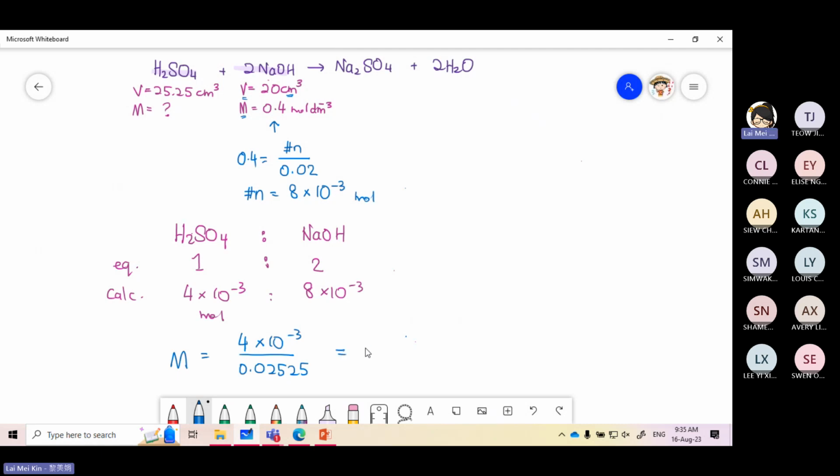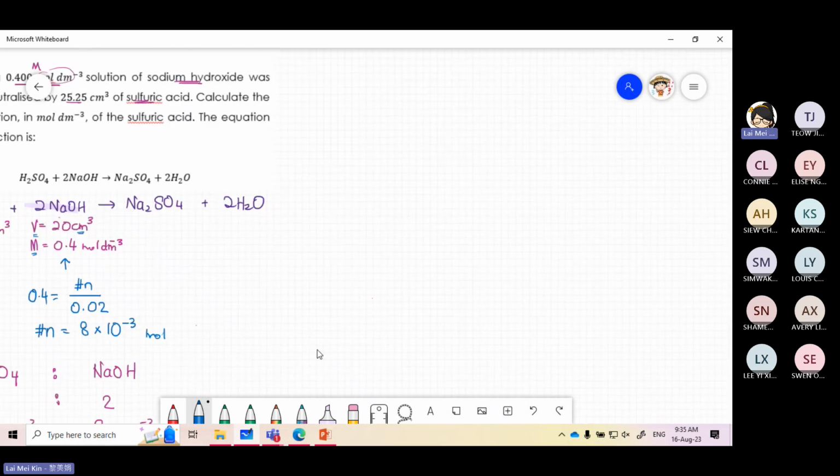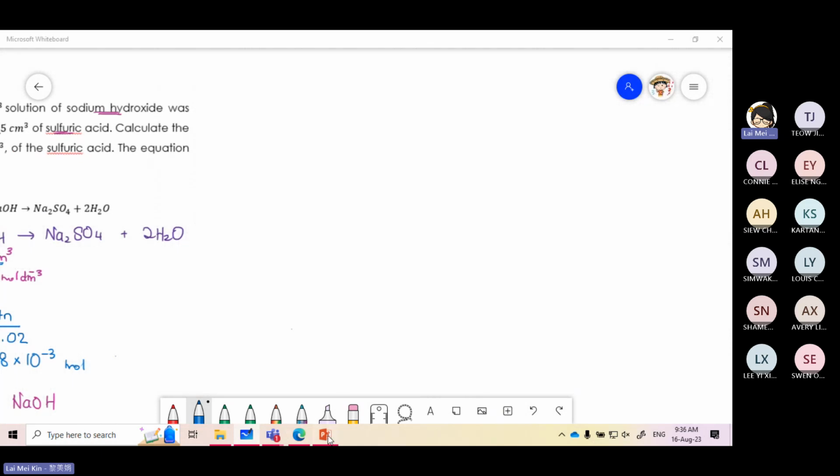So what do you get? 0.158. It's up to you, you want to put 0.16 also can. Don't forget the unit. It will be very serious if you cannot solve this. This is considered quite simple, so if you cannot solve this, it will be very difficult for you to move forward. So those who cannot, please put in extra effort. Let's see what is the next slide.